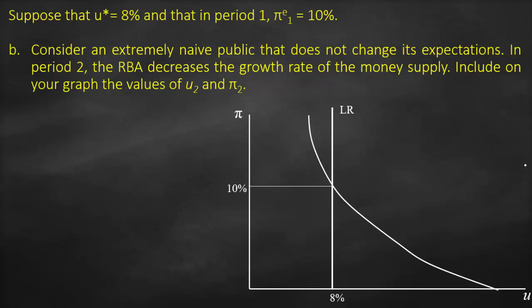So, we said RPA decreases the growth of the money supply. So this means that inflation will be lower. Let's assume that it is inflation 2. So it will intersect with our short-run Phillips curve at this point. So it will give us a higher unemployment. So our unemployment here will be U2.